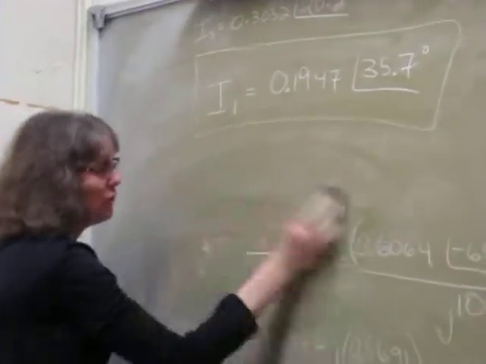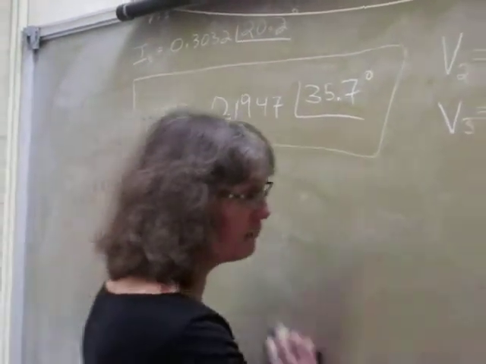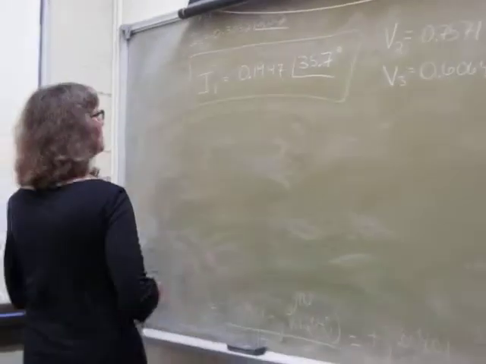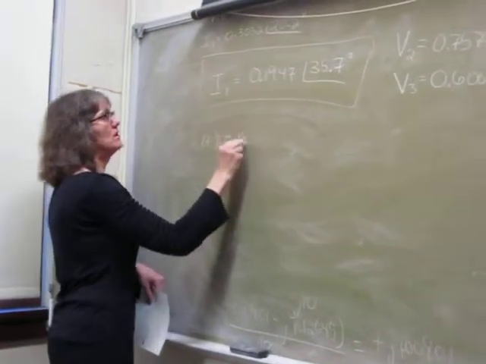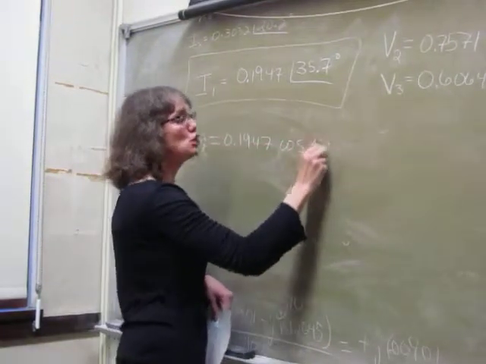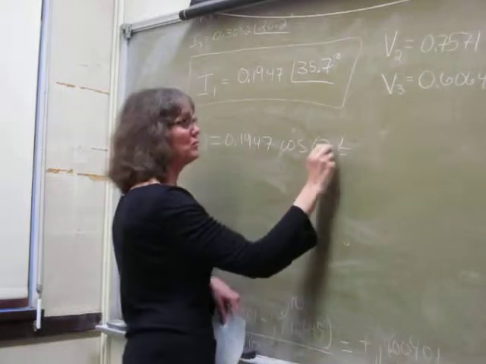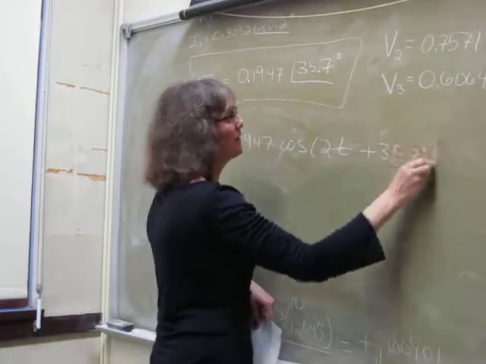But that's the phasor form of it. We weren't asked for the phasor form. We were asked for the time domain form. So just finally, the time domain form is going to look like this. It's the magnitude and then cosine 2t, because remember that frequency was 2, plus the phase angle. Okay, and there's my final answer.